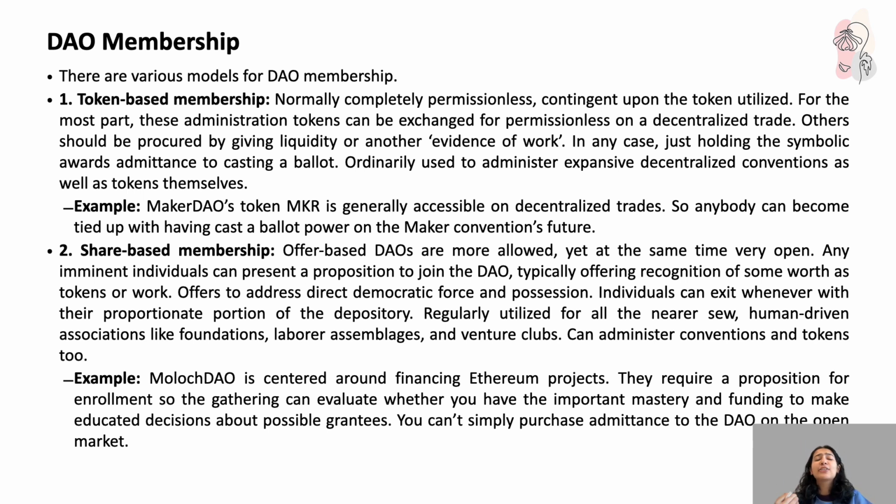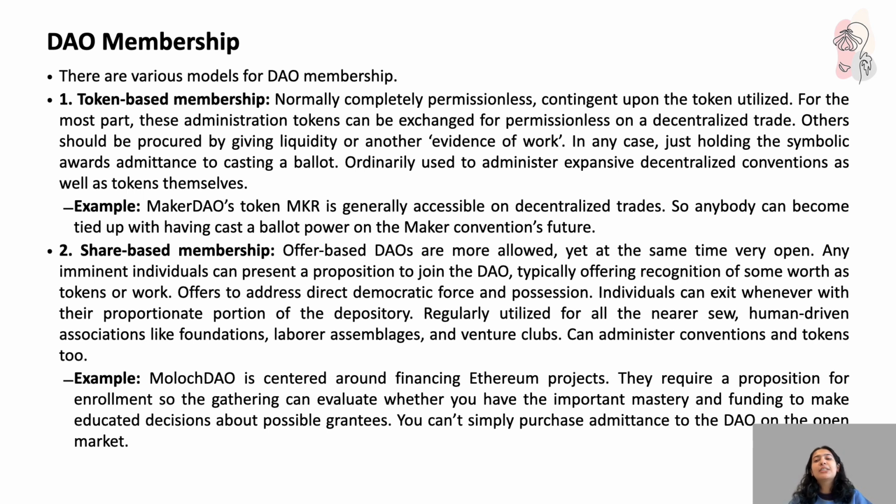If the community actually thinks that your offering is of any use to them, it approves it. And then you're granted shares, which represent voting power and ownership. So members can also exit at any time and withdraw their proportional share of the treasury. This model works best for tight-knit, human-focused groups like charities, worker collectives, or investment clubs.